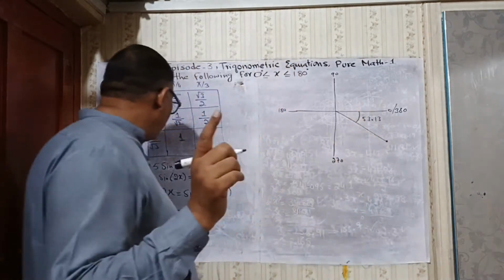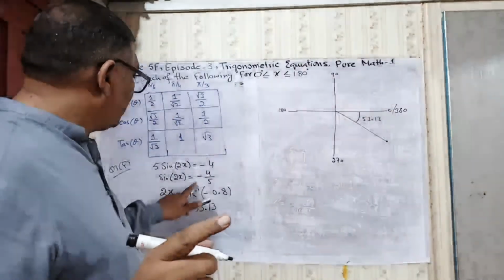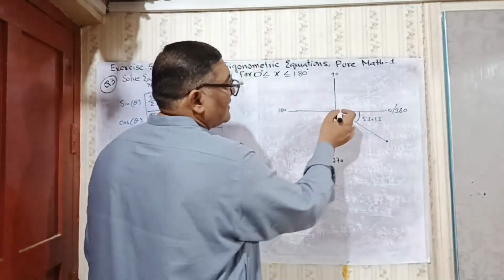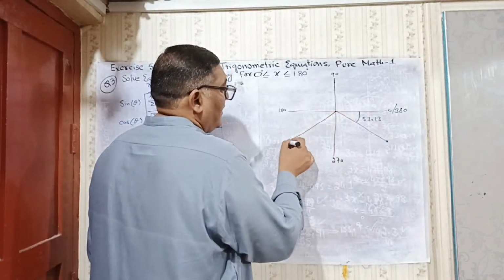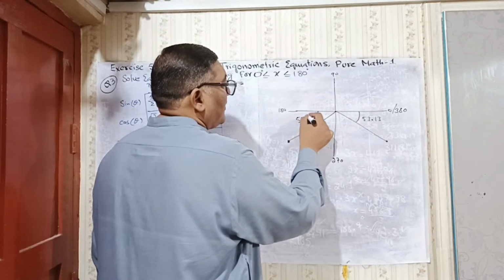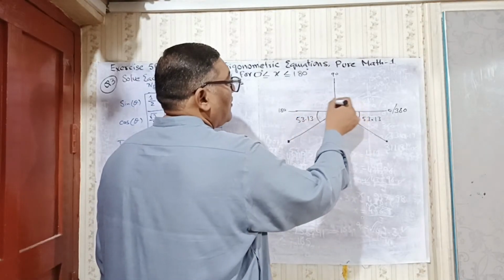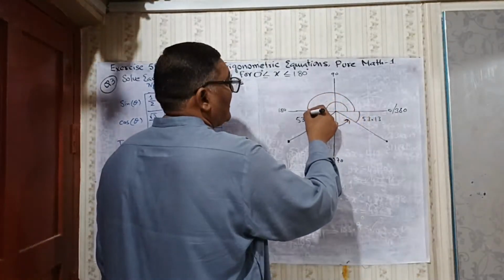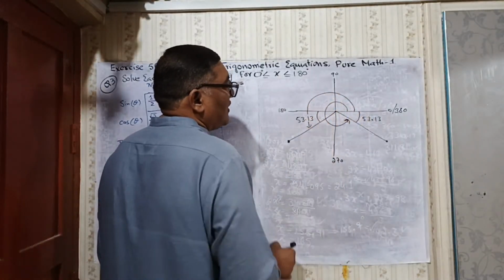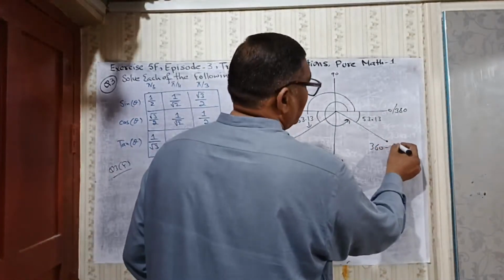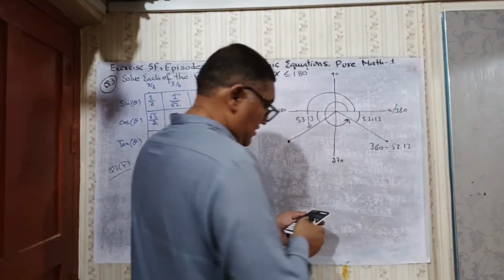Because the sine was negative, it was negative 4 by 5, so it is in the third quadrant, not the fourth. Here also the base angle will be the same, 53.13. Now my question is, how much is this angle? For this angle, it will be 360 minus 53.13.